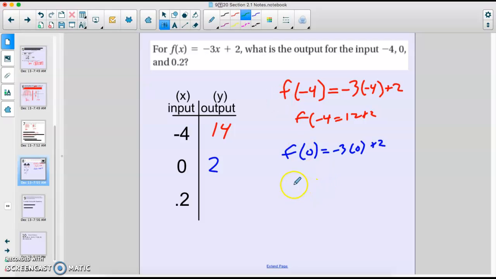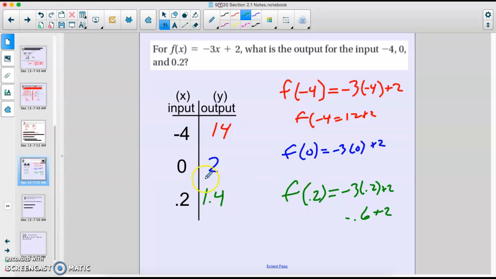And lastly, plug in f of 0.2: negative 3 times 0.2 plus 2. Grab your calculators here. Negative 3 times 0.2 is negative 0.6. We still have our plus 2. And so when we add 2 to that, we get 1.4.